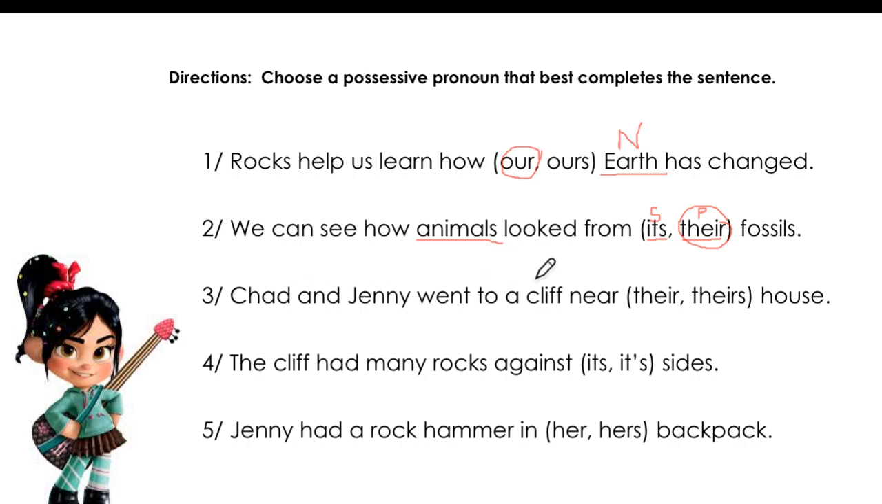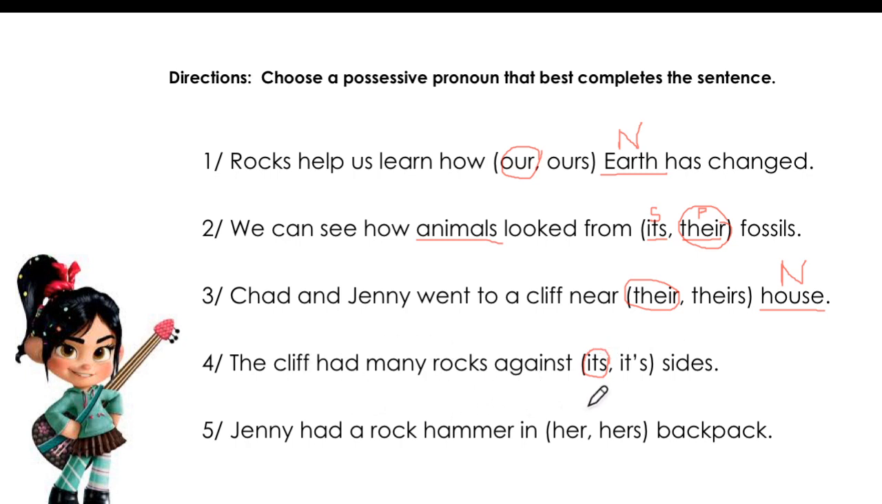Chad and Jenny went to a cliff near their house or theirs house. The word house, is it a noun? Yes, it is. So which pronoun do we use with the noun, their or theirs? Their. The cliff had many rocks against its side or it's side. Possessive pronoun or contraction? Possessive pronoun, sorry, not noun, pronoun.